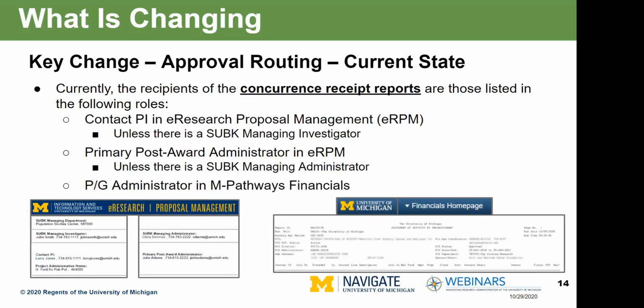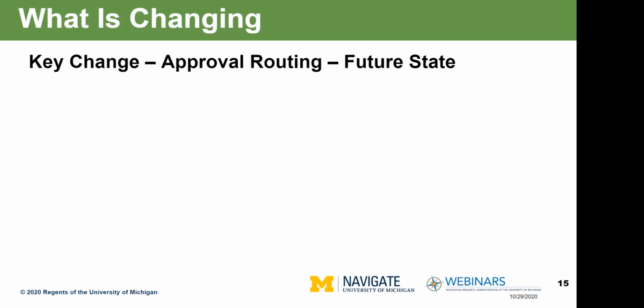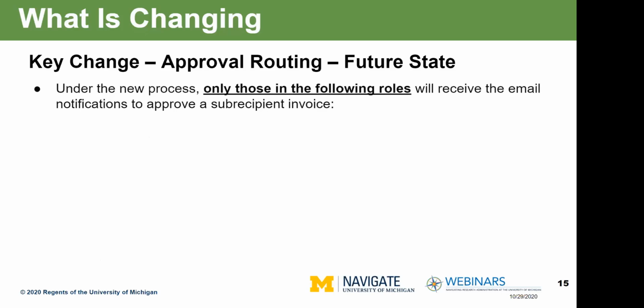I've included two screenshots here, one from the ERPM system, where you can see what the contact information might look like in a particular subcontract, as well as a snapshot from a statement of activity, which shows the project grant administrator as well. So again, these are the individuals who may currently be receiving a concurrence receipt and be part of that process, who may or may not, depending on what we talk about here in the future state, be automatically receiving the approval emails in M-Pathways under the new process beginning November 10th.